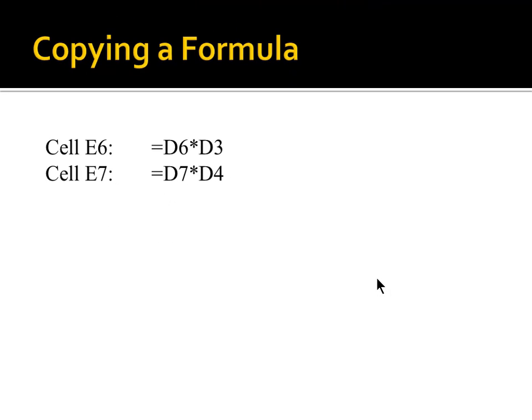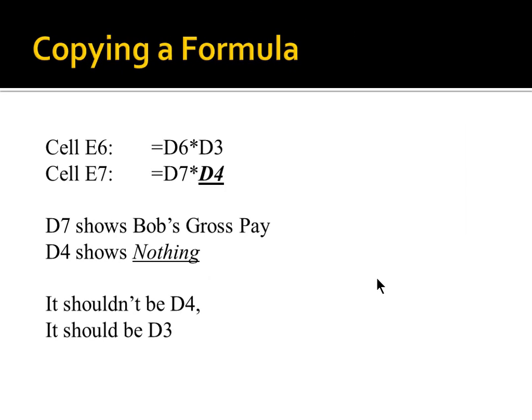If you take a look at it, I'm on row 7. Row 7 is Mona. The formula would be equals D6, which would change to a D7. Remember how the rows change, right? And then D3 would change to a D4. Do you see this? Because relative referencing means cell references will change. However, D4? Understand that D7 in the formula does show Bob's gross pay, but D4 doesn't show anything. It should be D3. That D4, which I highlighted and bolded and italicized and underlined, shouldn't be a D4.